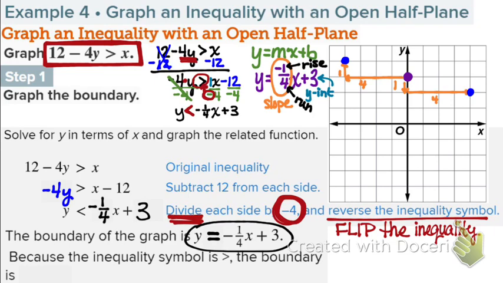I'm going to sketch it in. Do I draw a solid line or should it be dashed? How do I decide? Where do I look to make this decision? I'm looking at my inequality. Does it have that or equal to underneath it? Does it have a little line? If it doesn't have a little line, then I don't draw a solid line. It's going to be dashed. It is open. We say that the boundary is open or dashed line.